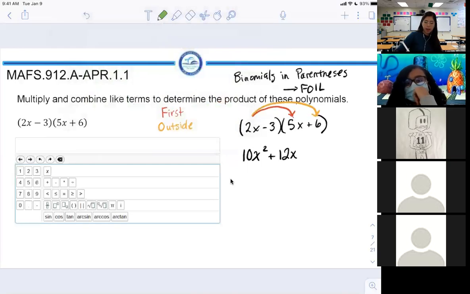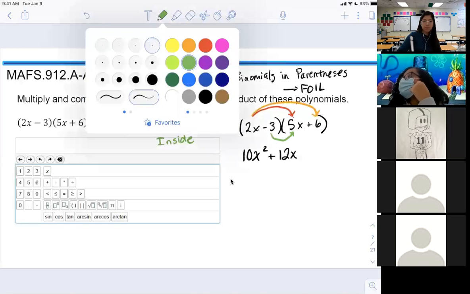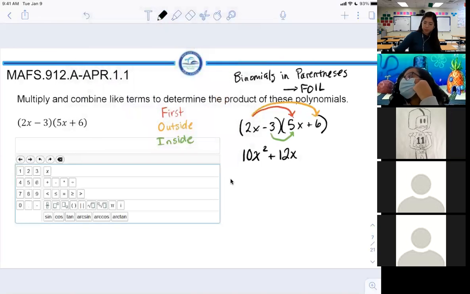Cool. Then we get I. I is inside. Which ones are my inside terms? -3 and 5x. Good. What's -3 times 5x? Good, Jalen. -15x. And then finally, L stands for last. So that's everything left. So -3 and +6, which would be -18. Good job.